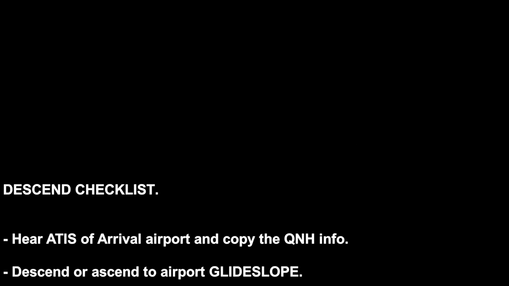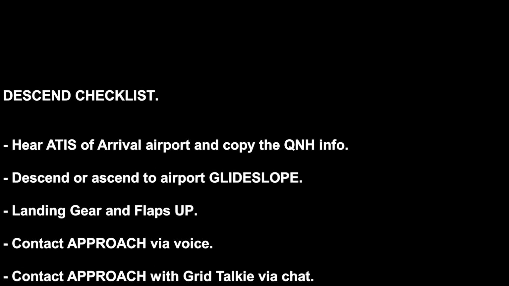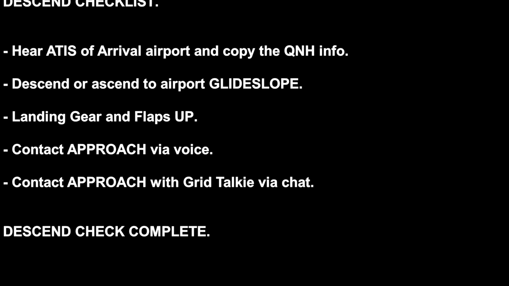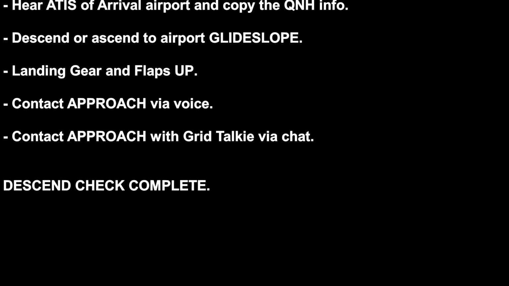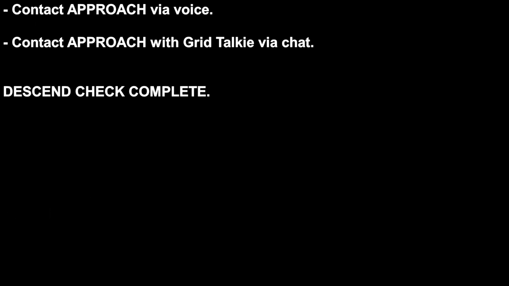Descent checklist. Hear ATIS of arrival airport and copy the QNH info. Descend or ascend to airport glide slope. Landing gear and flaps up. Contact approach via voice. Contact approach with grid talkie via chat. Descent check complete.